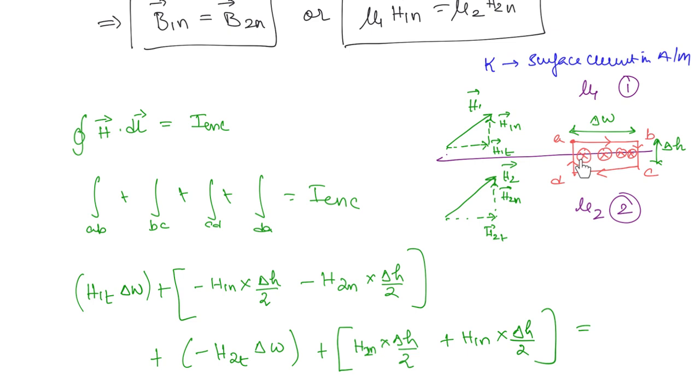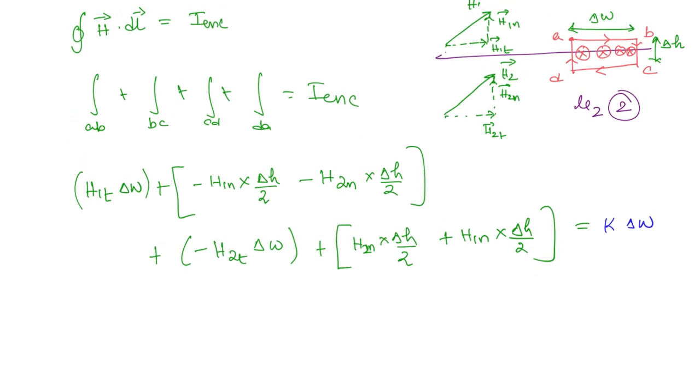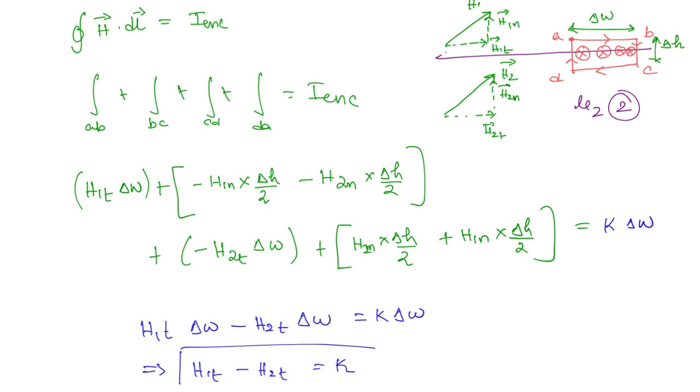So this is the current per unit length. What is the entire length here? Delta W. Okay, so here you're going to get K into delta W. Okay, so here this term and this term are going to get cancelled. Here this term and this term are going to get cancelled. So what are you going to be left with? You're going to be left with h1t delta W minus h2t delta W is equal to K delta W. So this means that h1t minus h2t is equal to K.